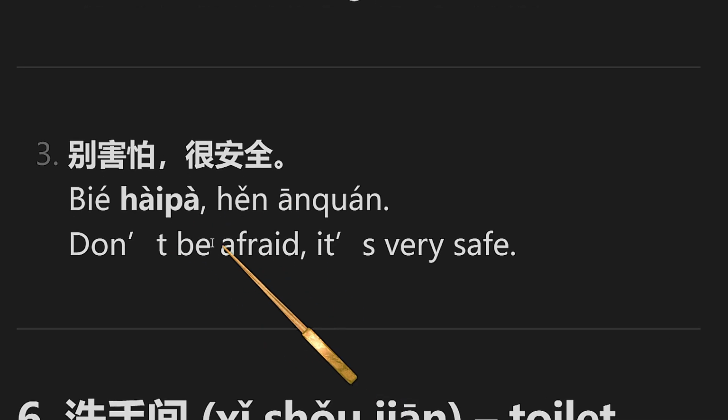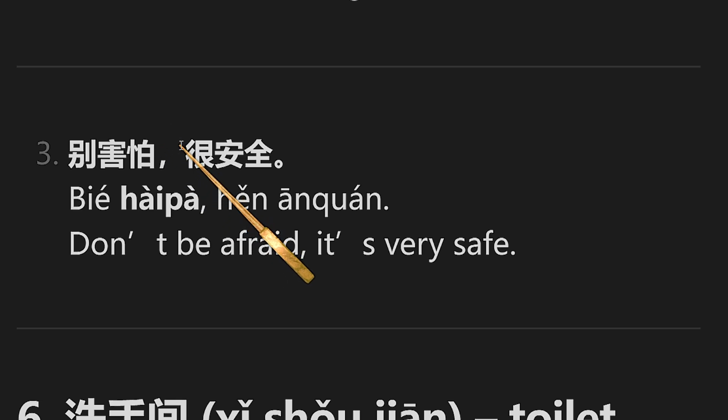And last one for today is don't be afraid. It's very safe. 别害怕，很安全。别 it's don't do something. 害怕 to be afraid. So don't be afraid. 别害怕。很 it's very. 安 we know as peace but also as a safe place. So 安全 it's safety. 全 like completely safe. 安全 it's very safe. 很安全 so 别害怕，很安全 very safe.